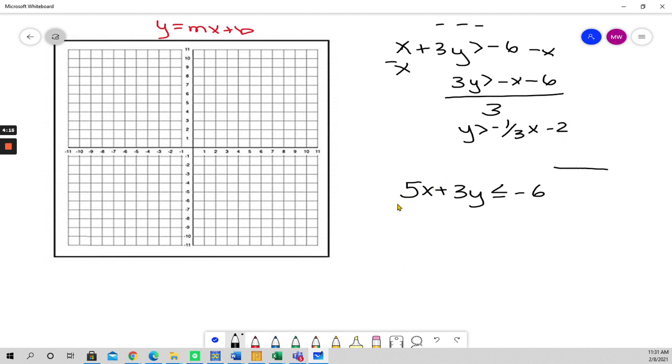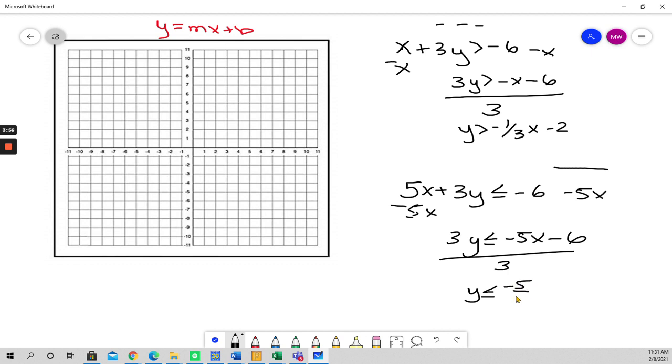In my second graph, I'm going to subtract 5x from both sides. And I'm going to have 3y is less than or equal to negative 5x minus 6. And I'm going to divide by 3. And I'm going to have y is less than or equal to negative 5/3 x minus 2.